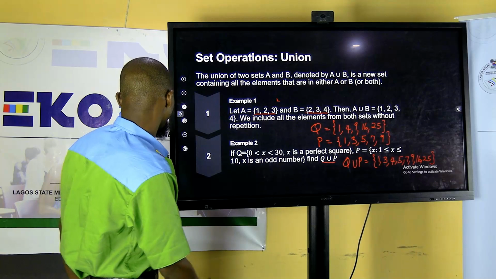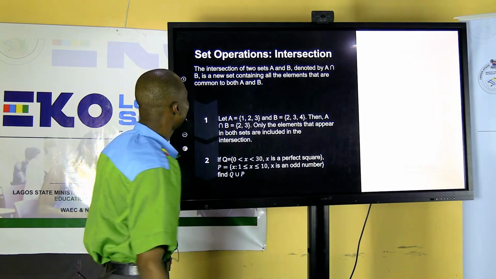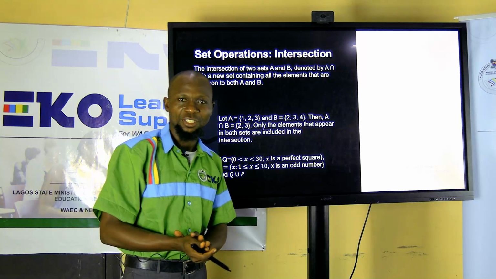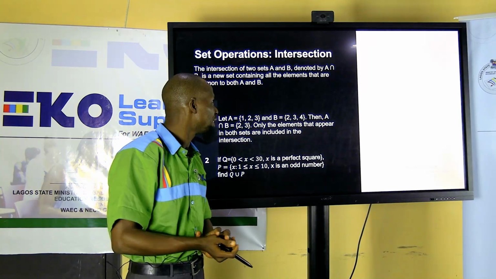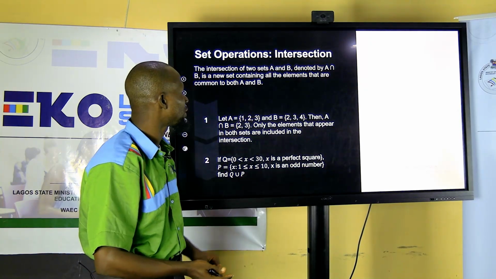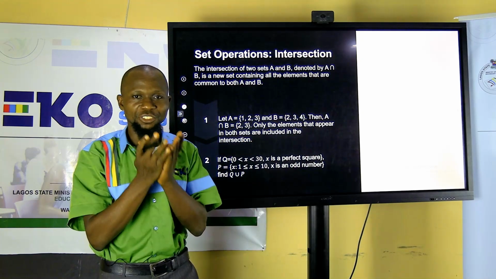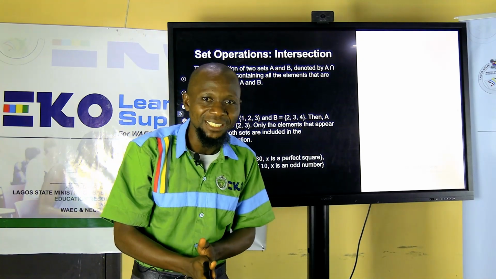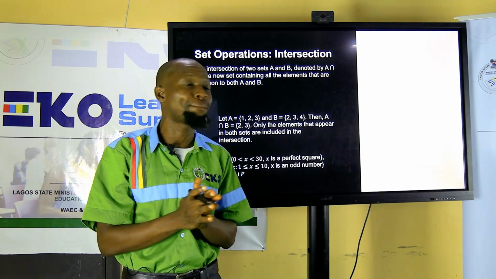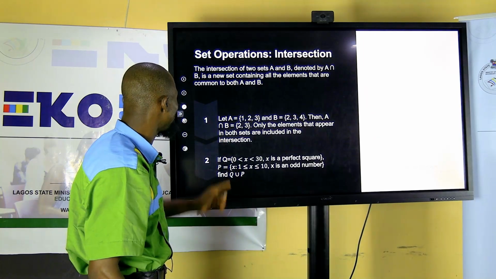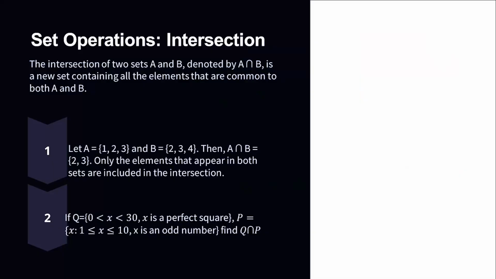That's good. All right, so let's move to the next one, which is intersection of two sets. What do we mean by intersection of two sets? We denote that with ∩, A intersection B, and it is the set of all elements that are common to both A and B. So let's take an example. Let A be the set 1, 2, 3, and B be the set 2, 3, 4.